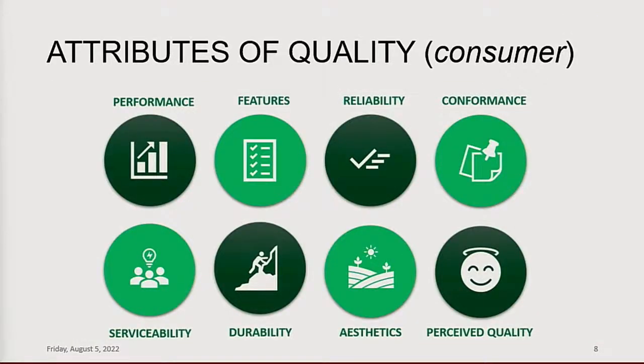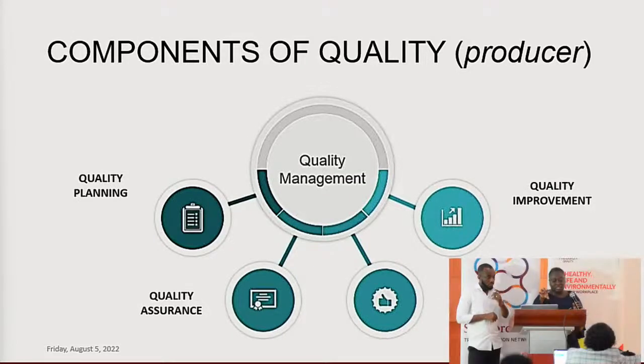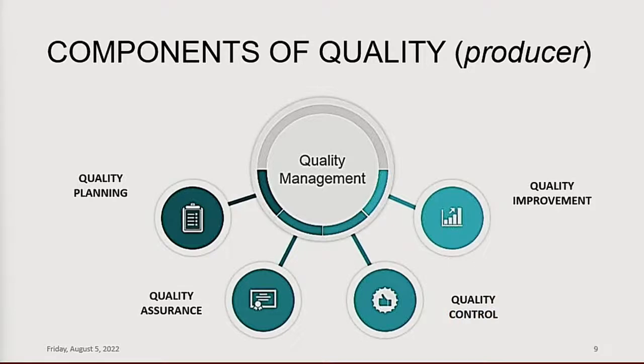What are the attributes of quality? For us, the attributes of quality have to do with performance, the features of the product, the reliability of the service, conformance, serviceability, durability, the aesthetics of the product, and the perceived quality from the customer's perspective. What are the components of quality? The components of quality are quality management, which is subgrouped into quality planning, quality assurance, quality control, and quality improvement.